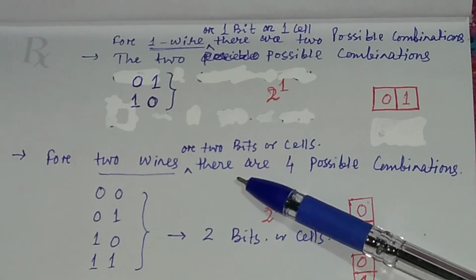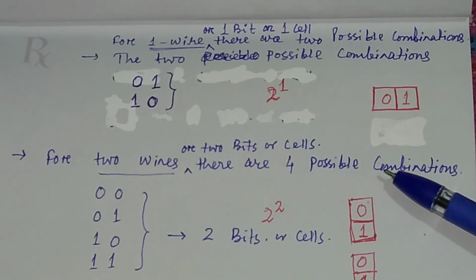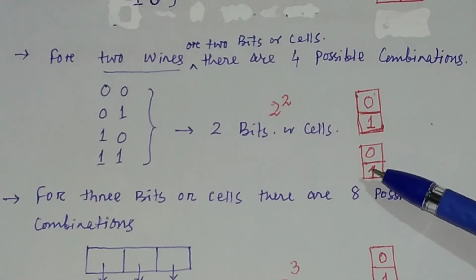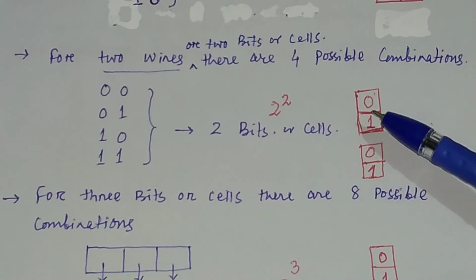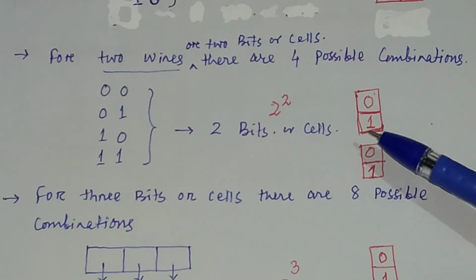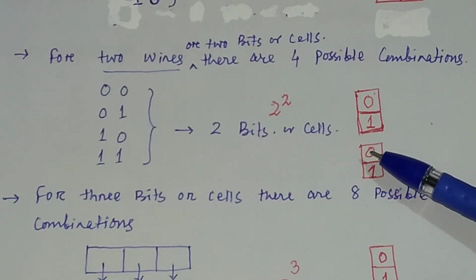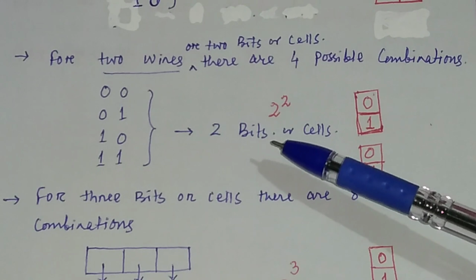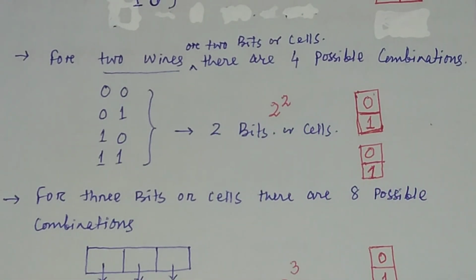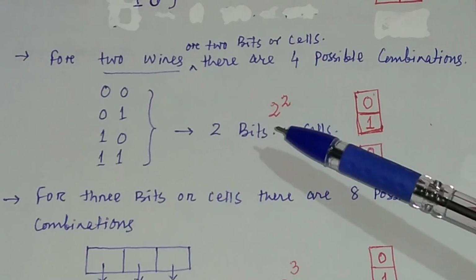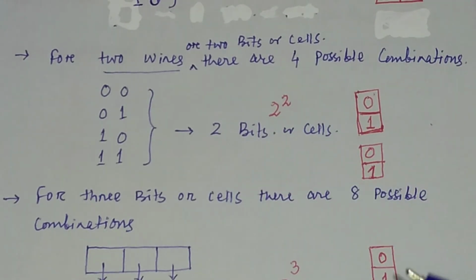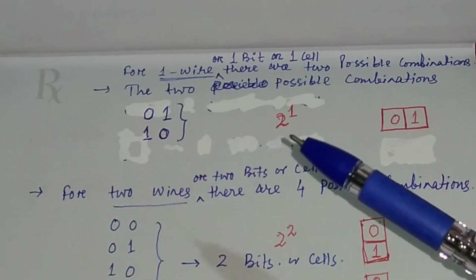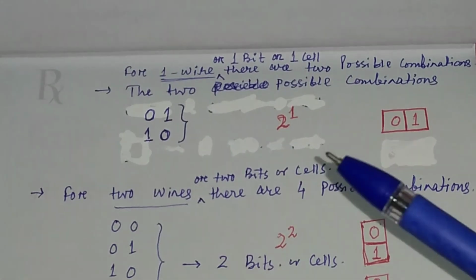For two wires or two bits or two cells, there are four possible combinations. Suppose you have two cells like this or two bits like this. So there are four possible combinations: 0 0, then 0 1, then 1 0, or 1 1. So if you have two bits, the number of possible combinations is 2 to the power 2. But if you have one bit, the number of possible combinations will be 2 to the power 1, that is equal to 2.